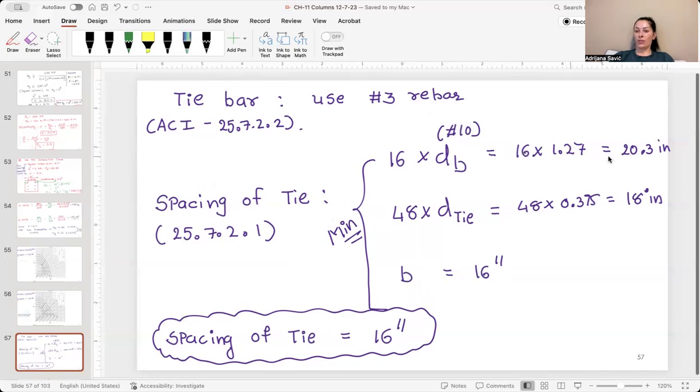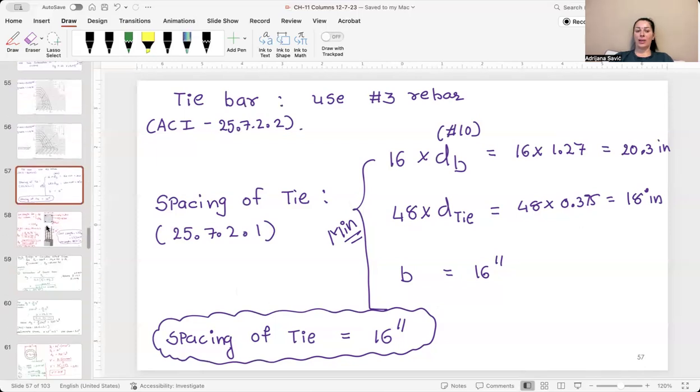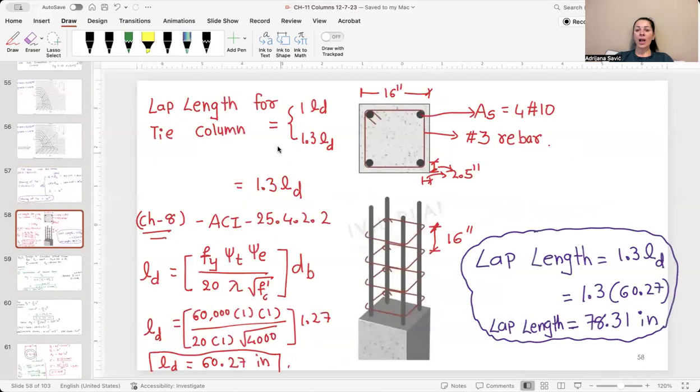We have 16 times rebar size, which is in this case number 10. 16 times 1.27 will give us 20.3, and we need to apply one more, 48 times the diameter of the tie, which is 0.375, and that is 18 inch. So the spacing of ties is the minimum of the three, so in this case it will be 16 inch. Now, the next step is to determine lap length for a tied column.